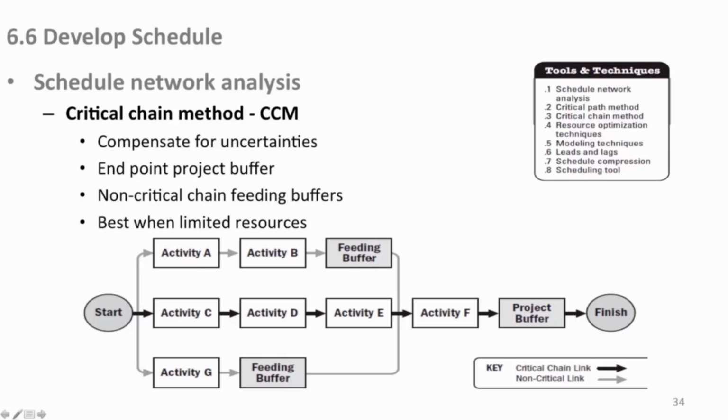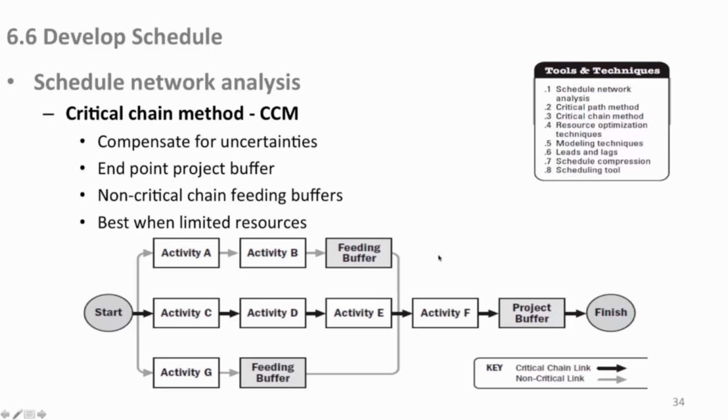Non-critical chain feeding buffers. Here's your critical chain in the middle. So no feeding buffers in there because there is no room for buffer. No extra time in your critical path, whether it's here or in the critical path method. There is no room for buffering. But you can buffer these other things with these constructs of time you put in there without resources, best with limited resources.